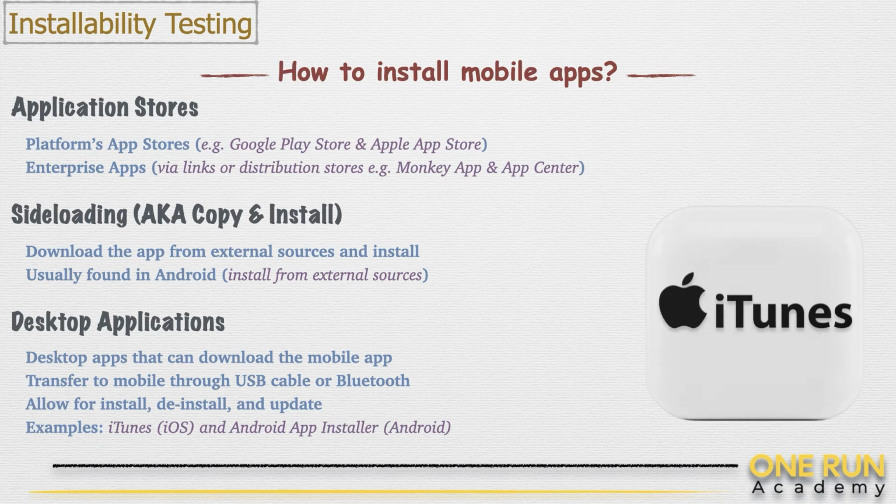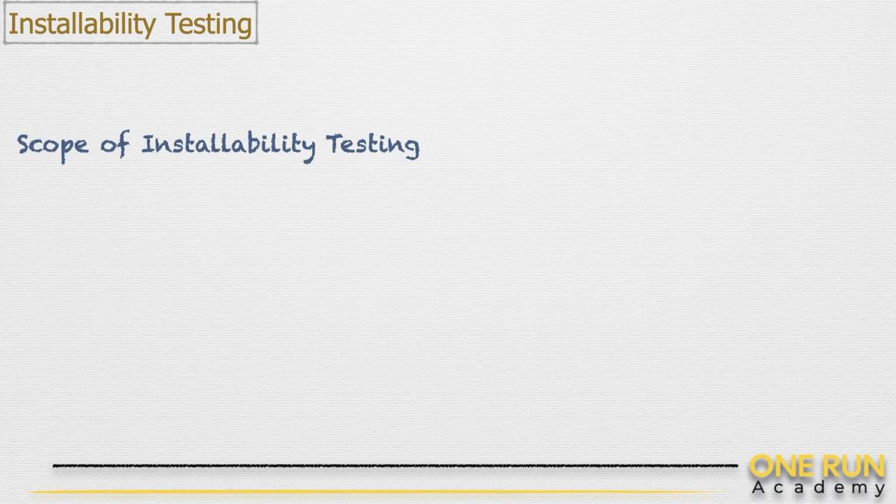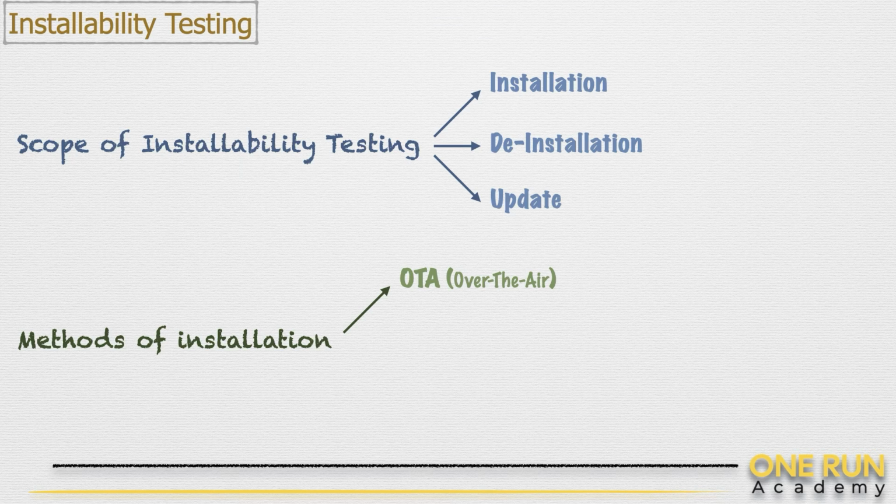Excellent. So I think we have mentioned that the scope of installability testing is not limited to installing mobile applications, but it extends to uninstalling and also updating the mobile app to a newer version. Another thing we want to encounter quickly is the installation methods. The first method and the most abundant one is the over-the-air method, or simply OTA. In OTA, we use Wi-Fi or cellular data to download the app.